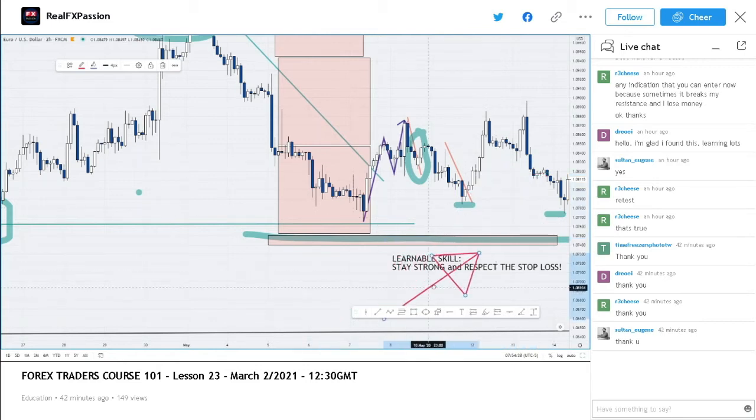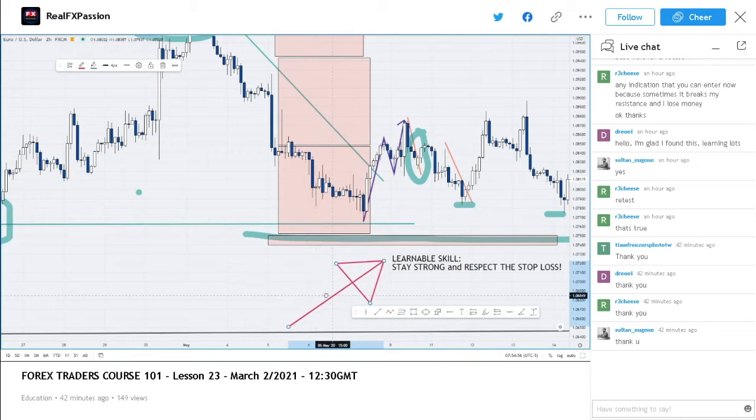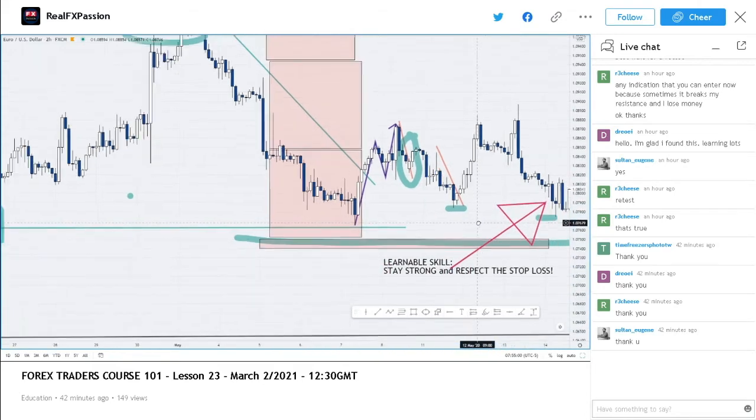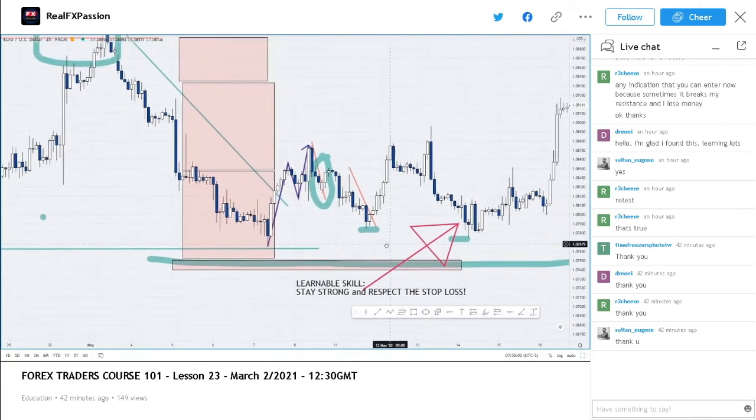So this is nothing more than emotional behavior, which is understandable for the beginner trader, but you need to grow up, everybody, emotionally speaking. Okay? And of course, now we are not judging anybody. It's normal, right? But it doesn't change the fact that this is the skill that you must learn. Stay strong and respect the stop loss.